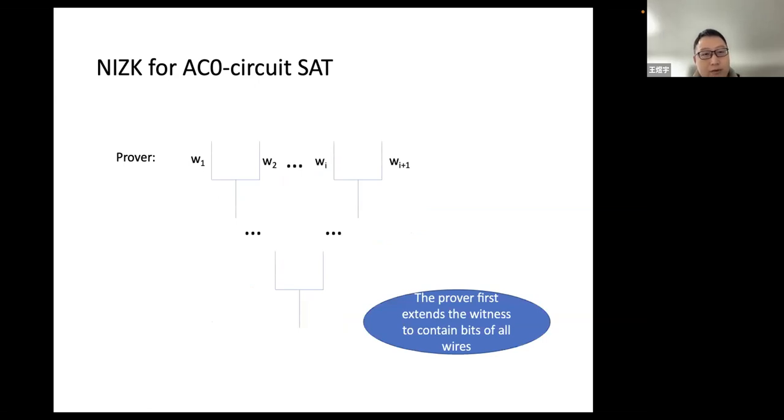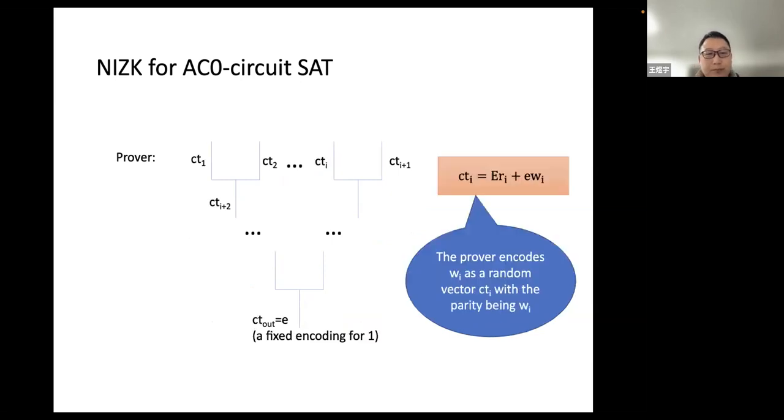In our construction, the prover takes as input the witness and the statement circuit, which is in AC0. And it first extends the witness to contain the bits of all wires. If the witness is valid, then the output must be 1. And then the prover encodes each wire Wi as a random vector CTi with the parity being Wi. We can see that CTi is in the form of E times Ri plus the lowercase e times Wi, and Ri is just some random vector.